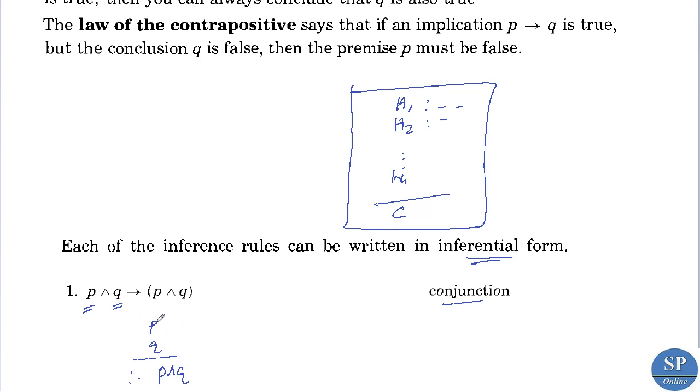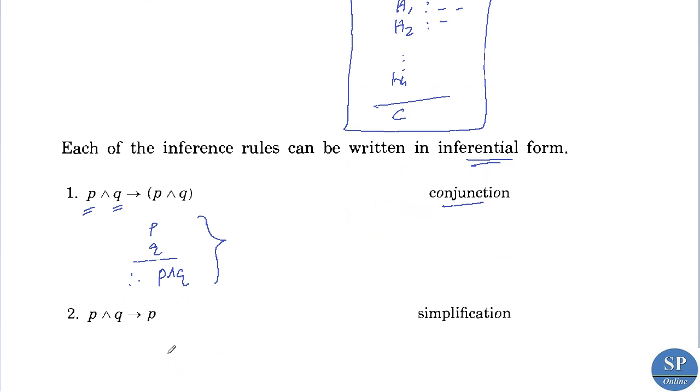Clear? These are the first hypothesis P and the second hypothesis Q. If P and Q are true, then P conjunction Q is true. That is the conjunction rule. So we can express the conjunction rule in inferential form like this. In a similar way, we can express the second one.